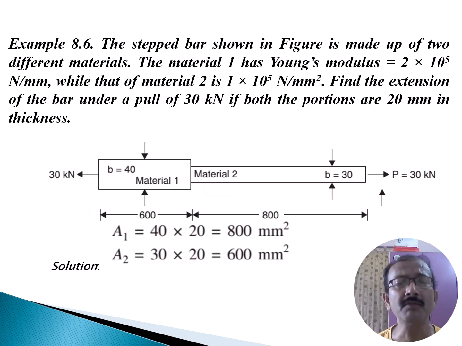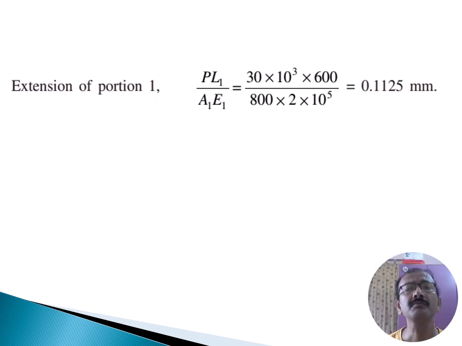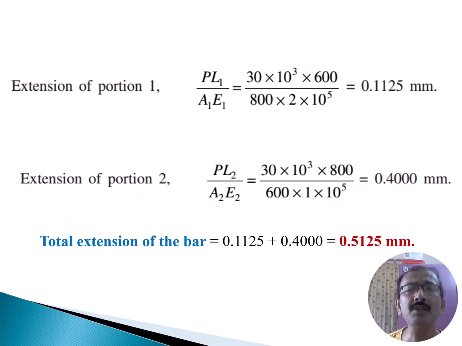Now the steps of the solution. The cross-sectional areas A1 and A2 can be easily calculated: A1 is 800 millimeter square, A2 is 600 millimeter square. The extension of portion 1 is PL1 by A1E, and the extension of portion 2 is PL2 by A2E. With the help of the PL by AE formula, we can easily calculate the values for portion 1 and portion 2. The total extension of the bar is the sum of the two. So finally that is 0.512 millimeter.